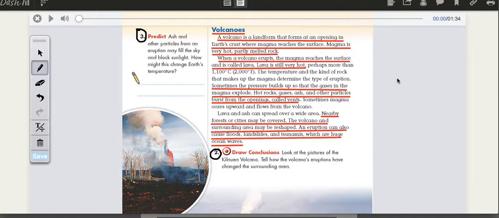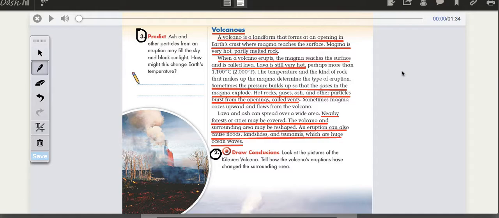Well, if you said that a volcano is a landform, it's a mountain and has an opening in the Earth's crust, you're right. A volcano, by definition, is a landform that forms at an opening in the Earth's crust where magma reaches the surface. Well, what is magma? You all know that magma is very hot, and it's actually because of the melting of the rock.